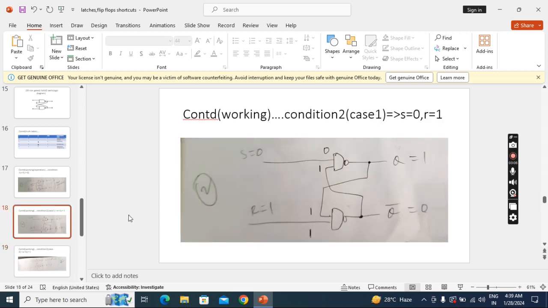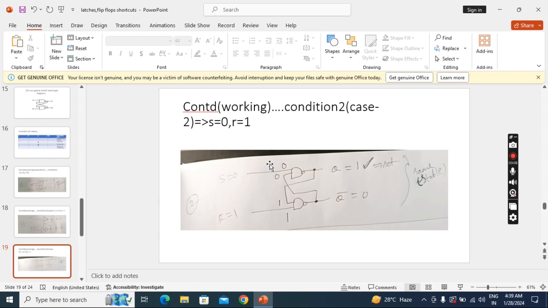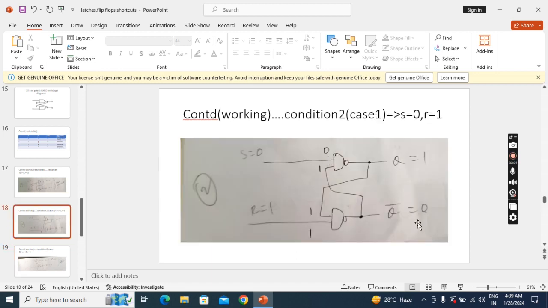And this Q0 will go to top. See, this Q0 went to top. Now both are zeros, so output is 1. Both are 1s, output is 0. So here we are getting Q1, Q bar 0. Previously what we got? Q1, Q bar 0.